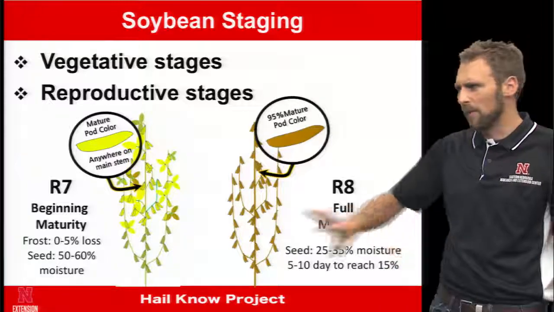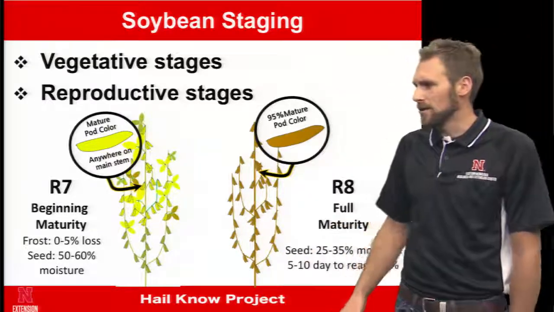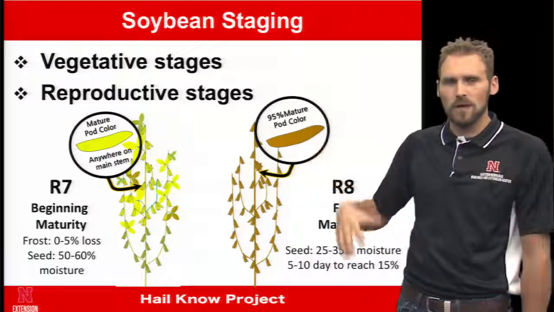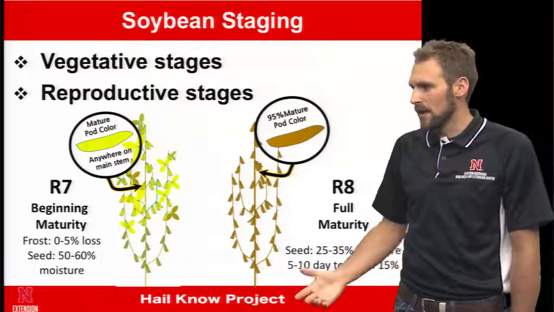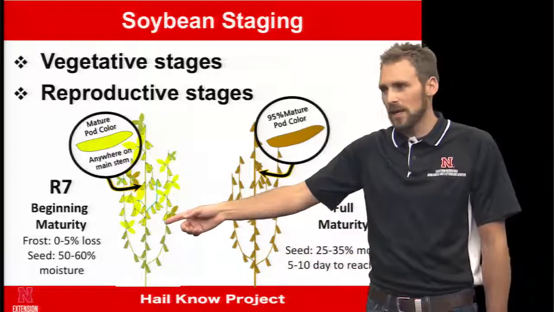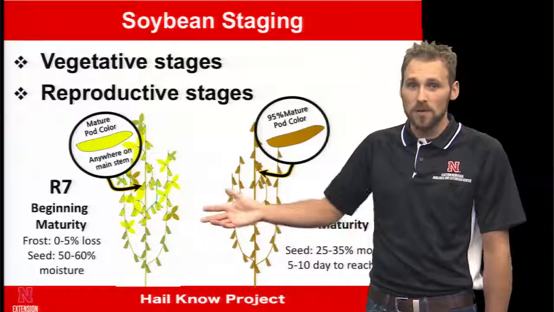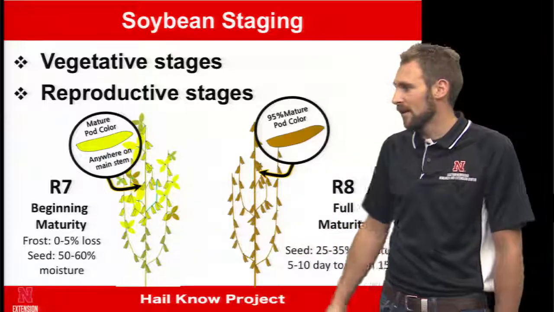R7, R8, now from the road things become fairly visible. You're starting to see the plants yellow up in the field. You've got mature pod color really anywhere on the plant or on the main stem. If you're at this stage and you get frost, a lot less yield loss, 0 to 5%. Seed moisture, we're still at 50 to 60%.